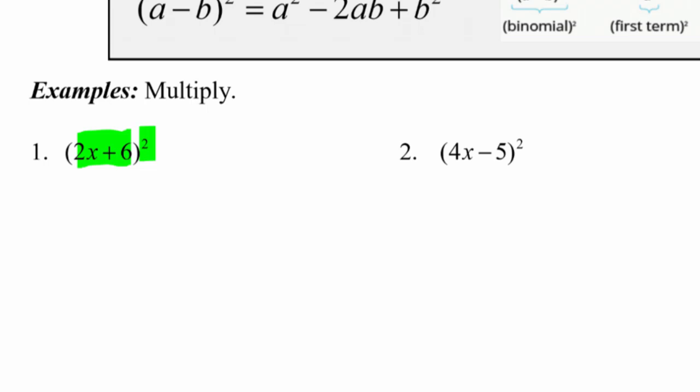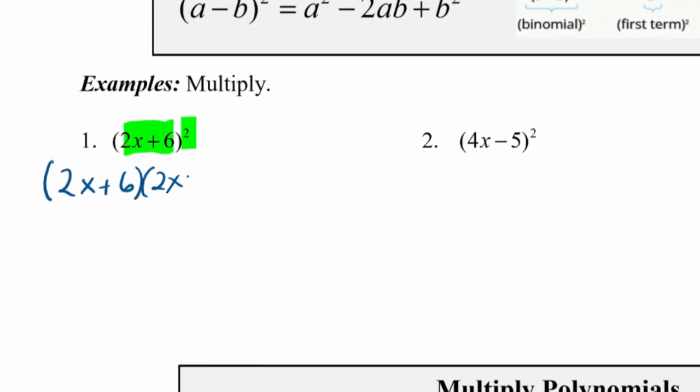But that does not work when we're squaring a binomial. And I'm going to show you why, because we're going to FOIL. If we're going to FOIL, it's good to rewrite the problem. So we're going to write the problem, expand it, just like that. And then we're going to FOIL.